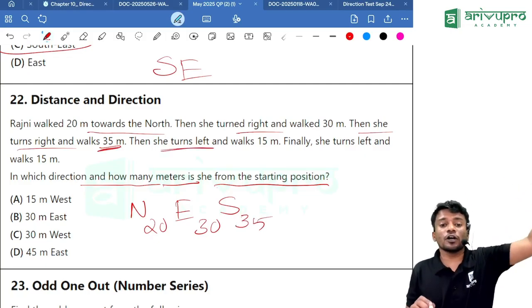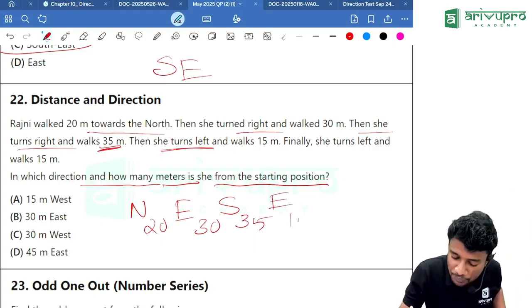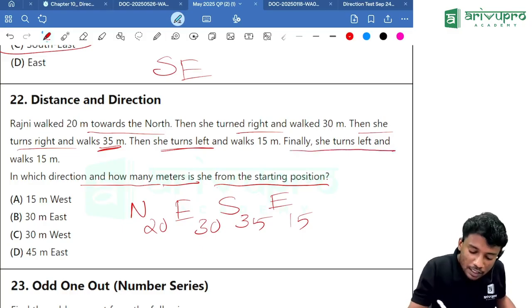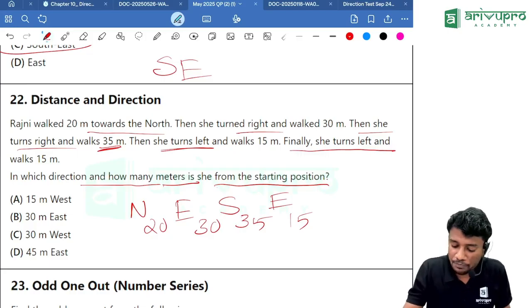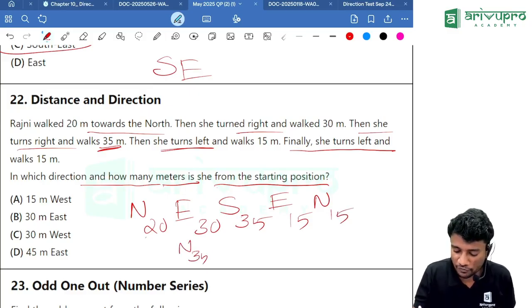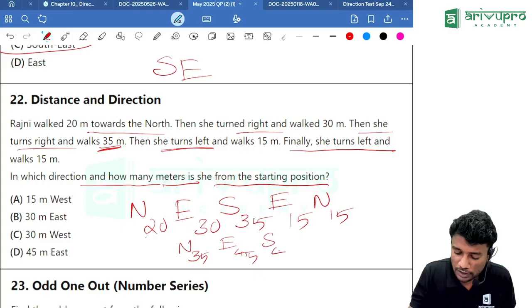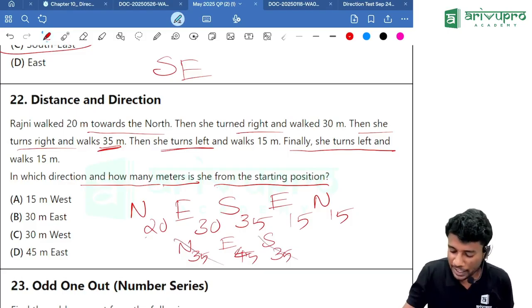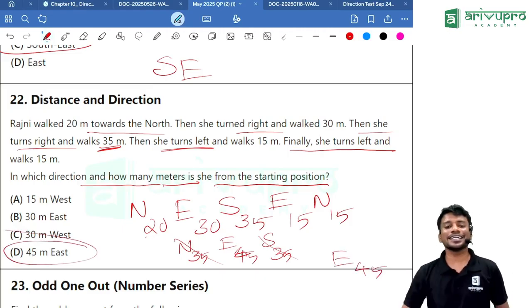Then she turned to the left. Left of south is what? East. How many meters? 15 meters. Then finally she turned left and walked 15 meters. What do you mean by that? North. How much did she walk? 15 meters. Now, north everything will get added. North 35. Then east 45. Then south 35. That means south and north will get cancelled. What is remaining? 45. So option D is the answer.